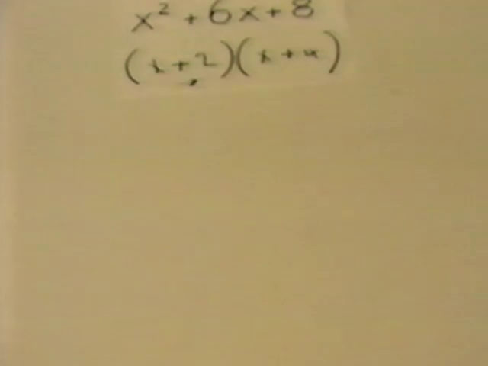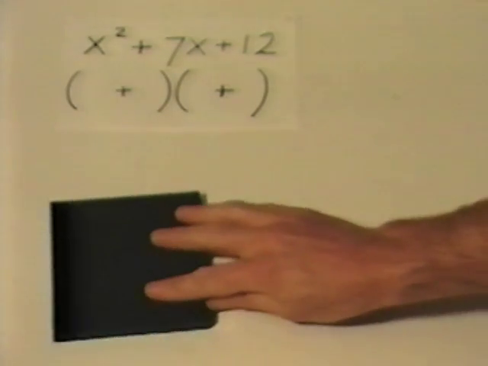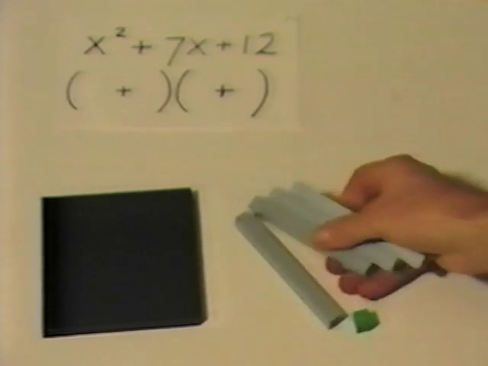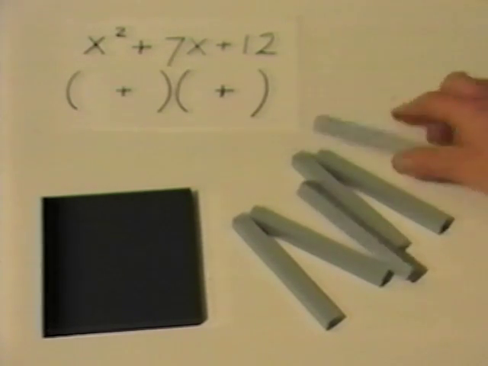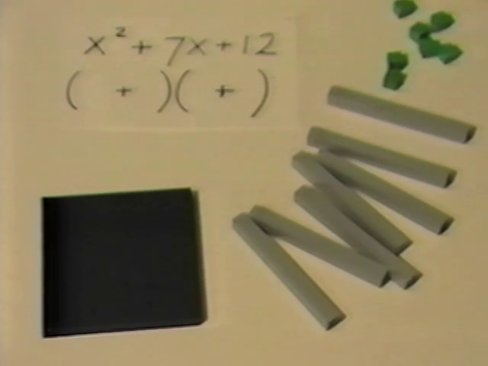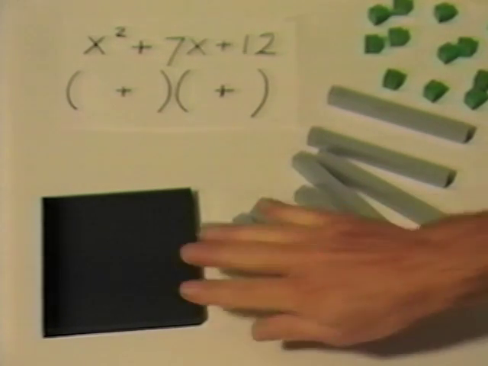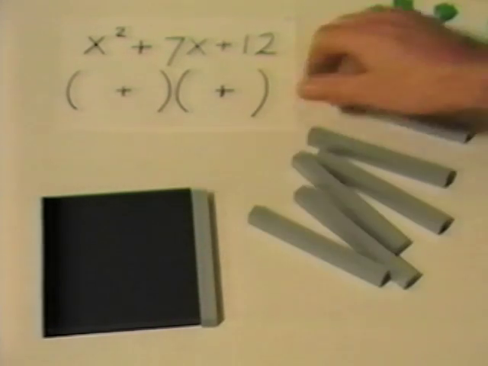One more problem. Why, this isn't difficult at all, is it? We understand the language. X squared plus 7x plus 12. We know how to get out the amount. X squared, 7x, 1, 2, 3, 4, 5, 6, 7, and 12 units. 1, 2, 3, 4, 5, 6, 7, 8, 9, 10, 11, 12. Factoring is what? Building a rectangle. We will try how many on the side? One. And the rest on the top.